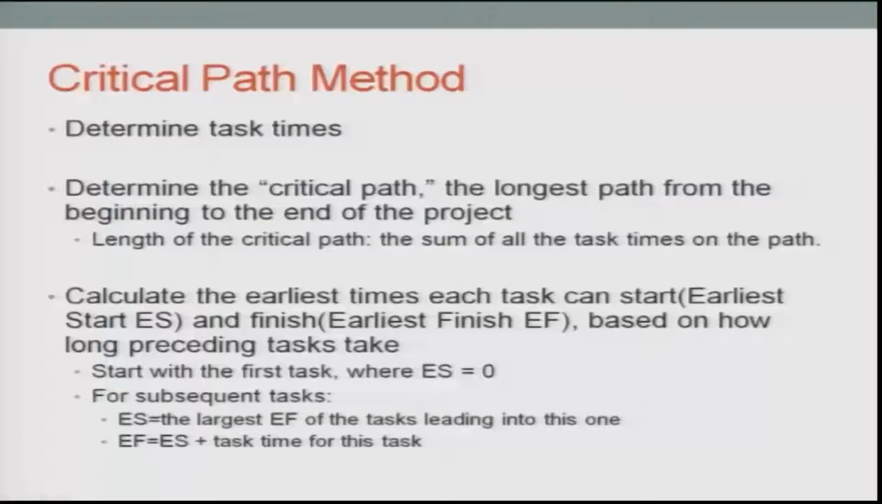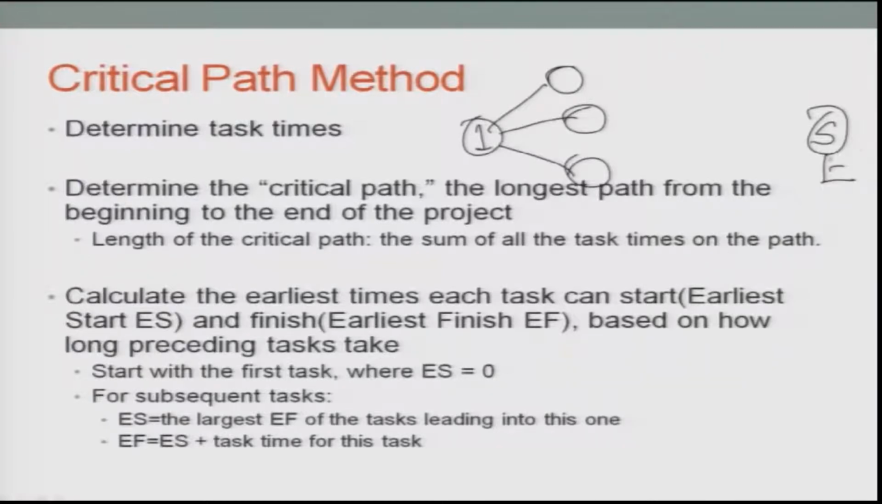In the critical path method, you determine the task times, that is, the time taken to finish them, and determine the critical path, which is the longest path from the beginning to the end. So, you have the source where you are starting from, and these are the jobs you are trying to do. So, this is 1, and then you will have 2, 3, 4, 5 till the last one, which I will call S. S basically means the sink or the end, E is for end. I am using a very simple notation to give the example.